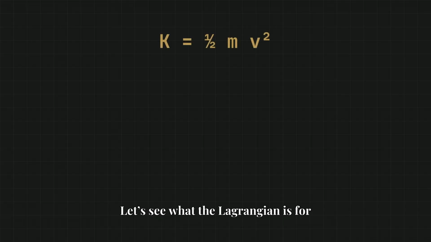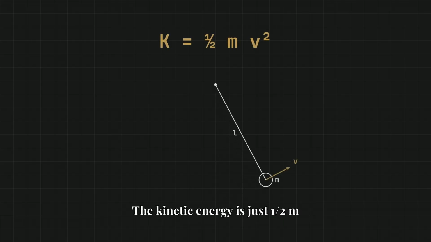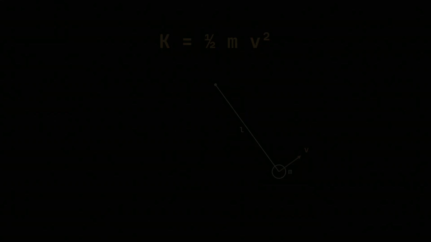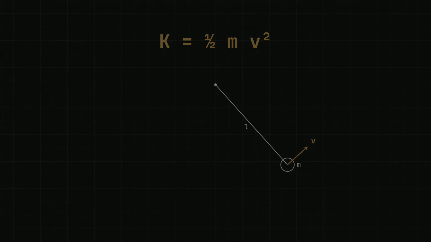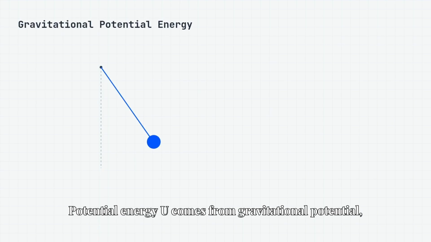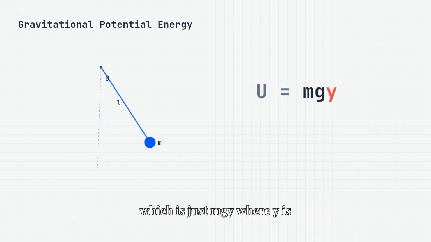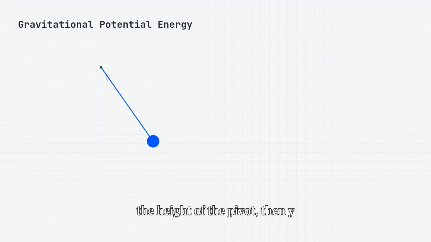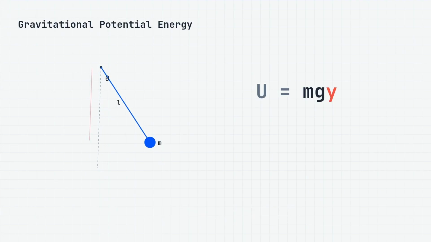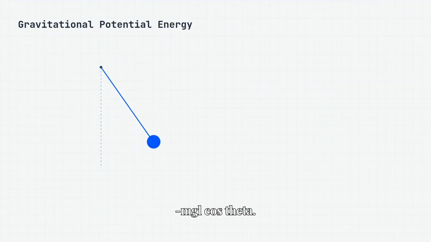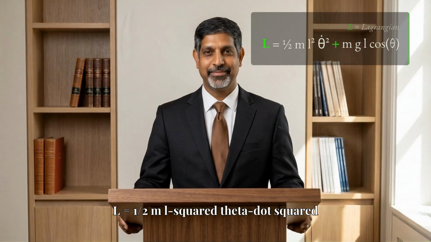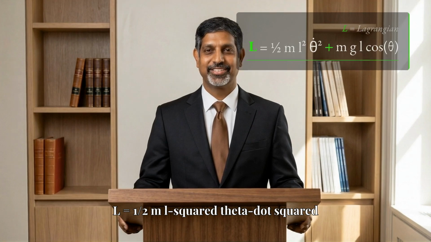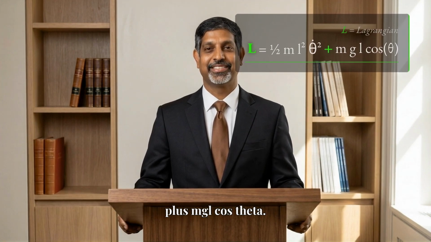Let's see what the Lagrangian is for our pendulum. The kinetic energy is just one half m v squared. In terms of theta dot, this becomes one half m L squared theta dot squared. Potential energy U comes from gravitational potential, which is just mgy where y is the height. If we put the ground level at the height of the pivot, then y equals negative L cos theta. So the potential energy is U equals negative mgL cos theta. Then the Lagrangian for the pendulum is L equals one half m L squared theta dot squared plus mgL cos theta.